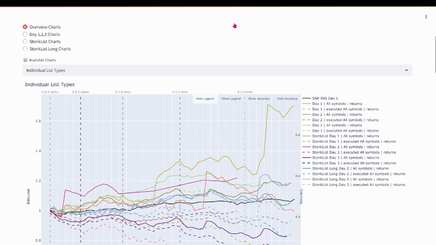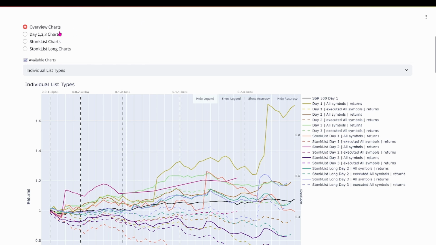And the Stonk List long forecasts. The only consistently negative performers are the Stonk List Day 1 and Stonk List Day 3. This confirms what we've seen before. Day 1 list captures the highest upside. Day 3 shows steady gains and lower risk, while the Stonk List has lagged behind the others.